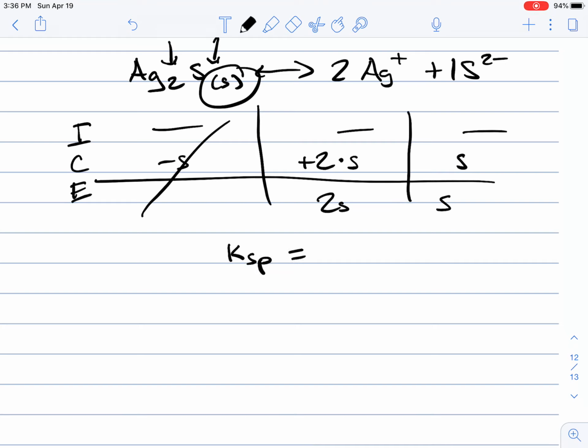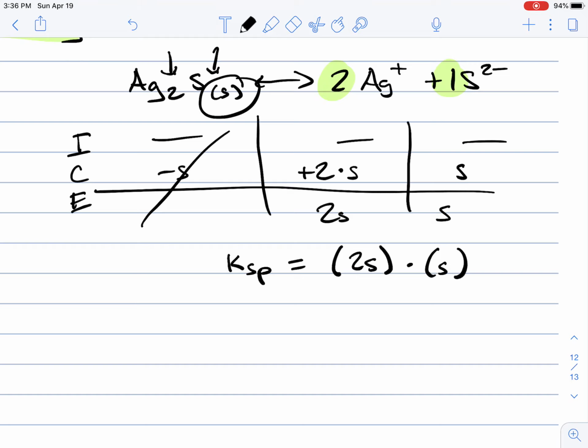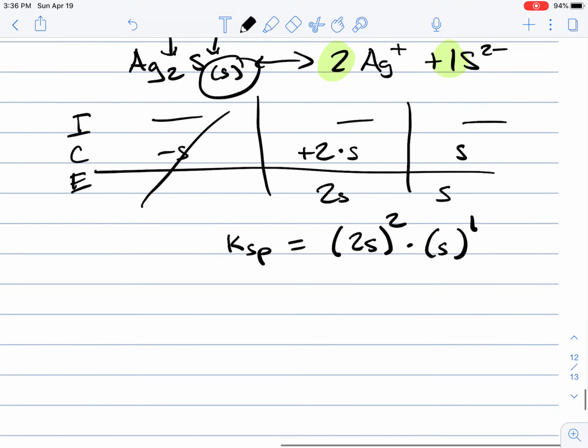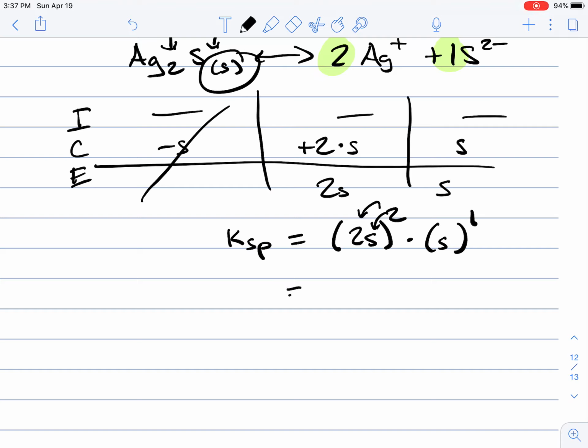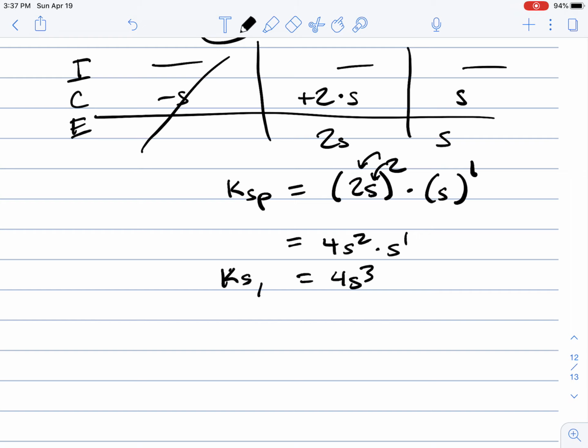And so therefore we are going to put in 2S times S, but make sure that you are using the coefficient to represent the exponent on this mass action expression. So it's going to be 2S squared and then S to the first power. And so we're going to distribute that square to the number and the letter. So that's going to give us 4S squared times S to the first. And that's going to simplify to 4S to the third, which equals the KSP.